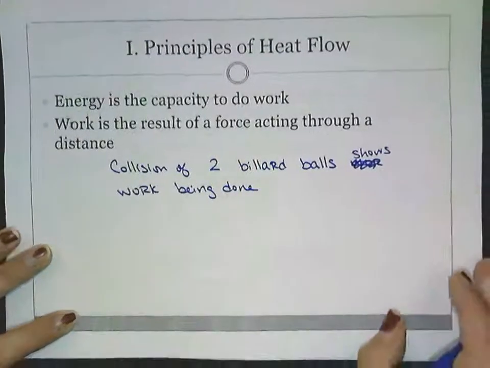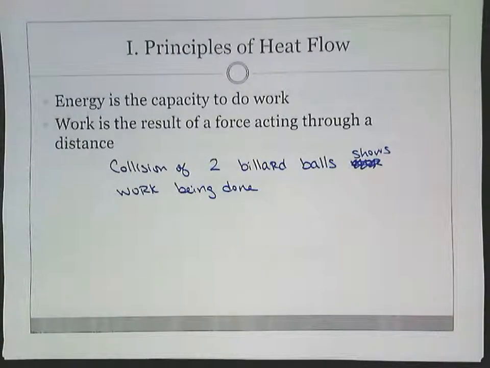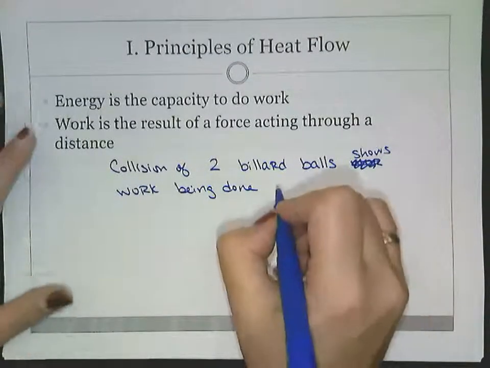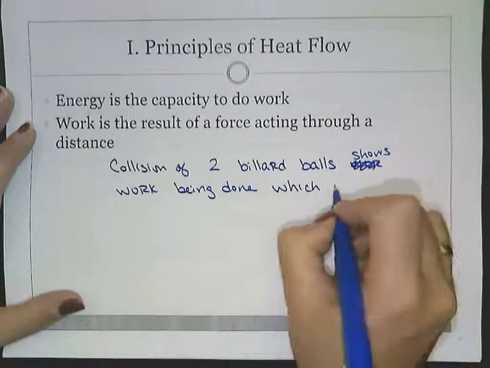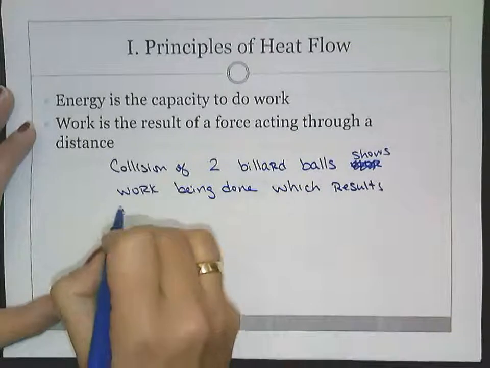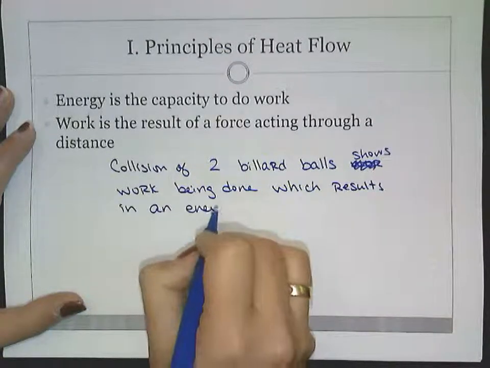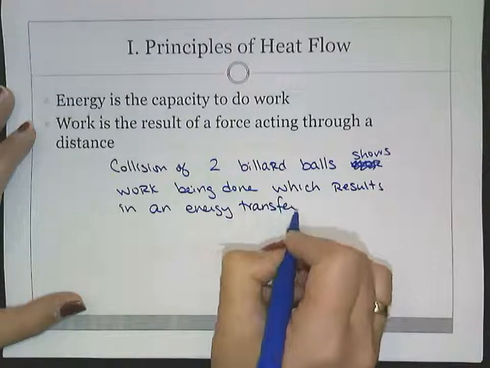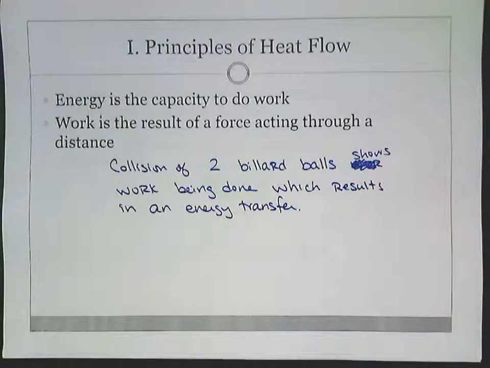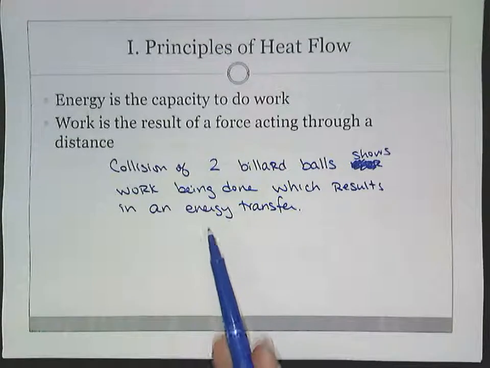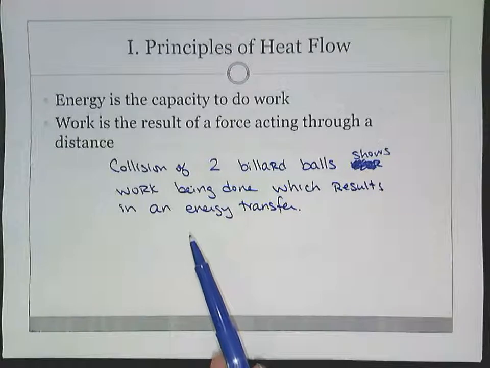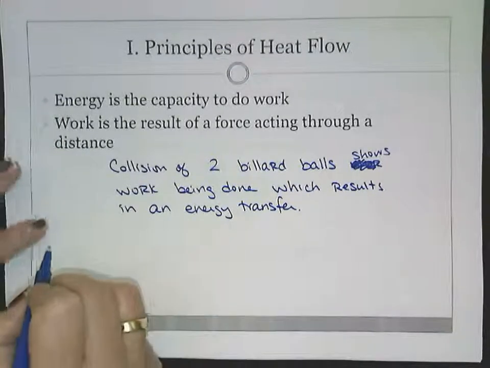So if you have 2 billiard balls colliding on a table, that would be work being done, which results in an energy transfer. All right, so one ball is working on the other, which results in an energy transfer from one to the other. So that's a kinetic energy transfer, right? One ball was in motion and gave some of its energy to the other one.